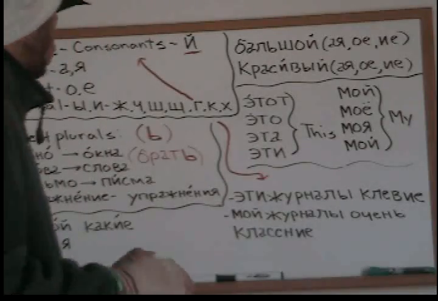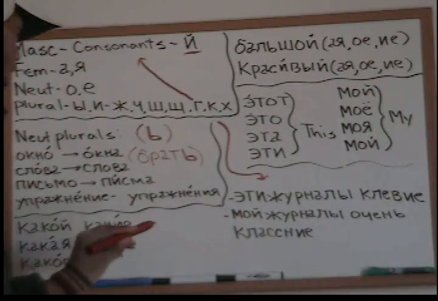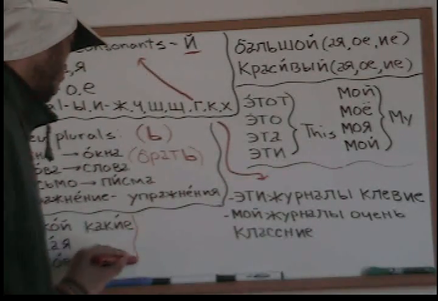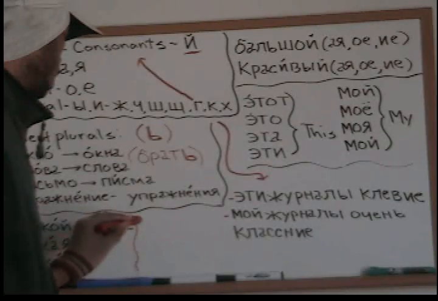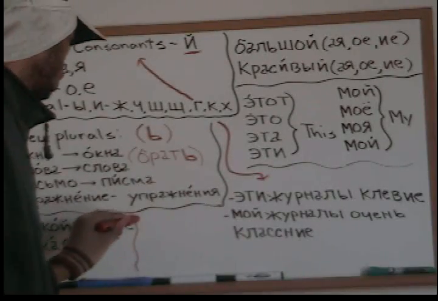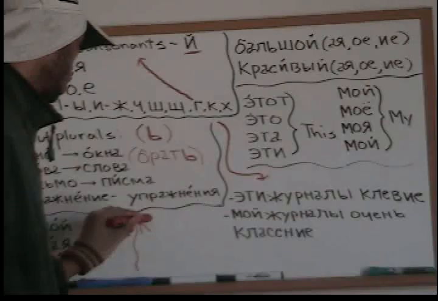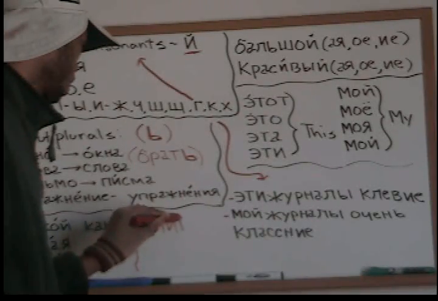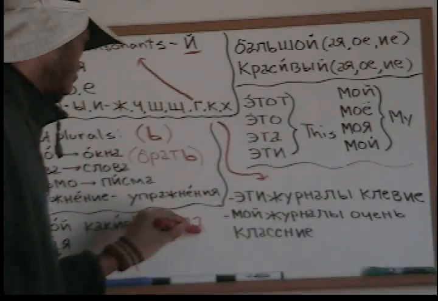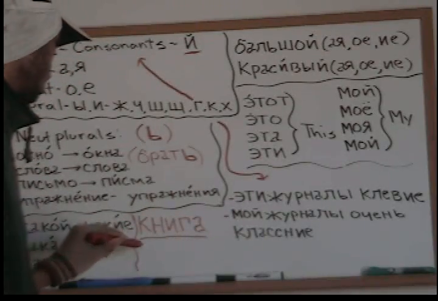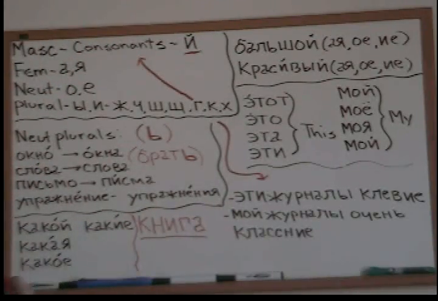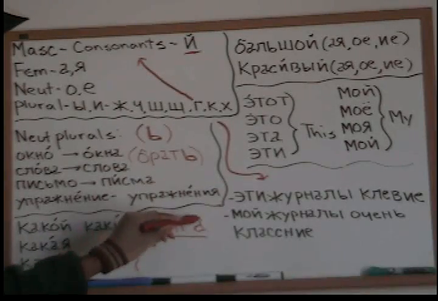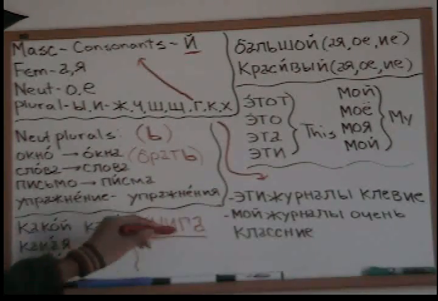Oh, I don't have one ending with a husher or a velar, so let's take this word here. Okay, we all know this word, kniga. Kniga is book. As you see, it ends with A, so it's feminine, kniga.